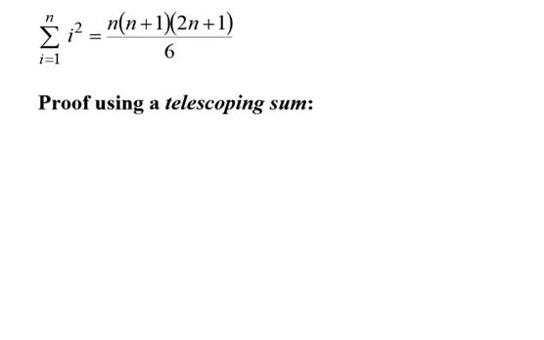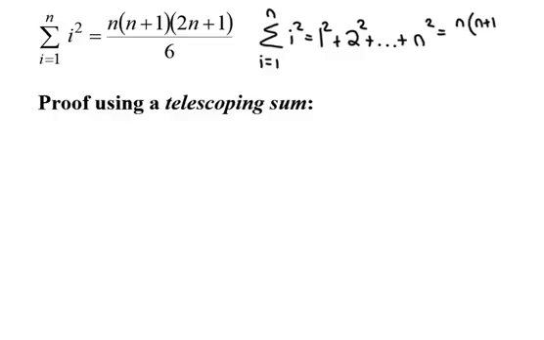Here I am proving the sum of the squares of the first n positive integers. So if I write that out, let's just write it out, see what it looks like. I'm proving 1 squared plus 2 squared plus all the way up to n squared, and I'm proving that that is equal to n times n plus 1, so we could squash it in here, 2n plus 1 over 6.